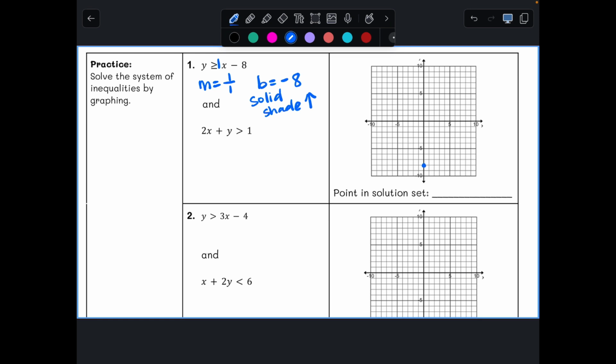Okay, so negative 8 is where I start on the y-axis. The rise over run is 1 over 1. So all of my points will go up 1 and 1 to the right, and we'll go back in the opposite direction, down 1 and 1 to the left. Once I have all my points plotted, I'll go ahead and draw the line. I do want you to plot your points all the way across the graph, because in a system, you want to make sure your line is very straight so you can actually see where the solution is. And we are going to be shading above this solid line.